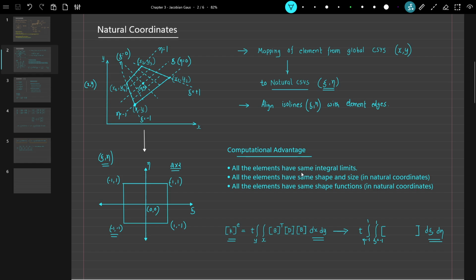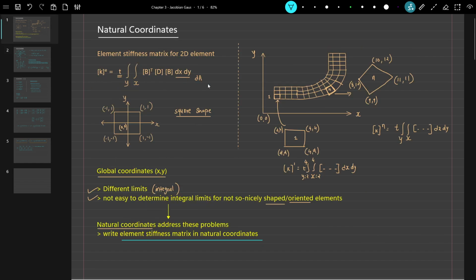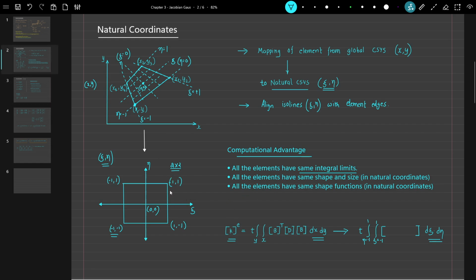So all the elements have the same integral limits. Okay. So we can see that we have to do the mapping or coordinate transformation for all the elements. For this element, these are natural coordinates, and for all the elements, when we do the transformation, all the elements will have limits of -1 to 1 and -1 to 1. Okay. So all the elements will have the same integral limits, because we are now performing the integral in zeta eta space. All elements have the same shape and size in natural coordinates.